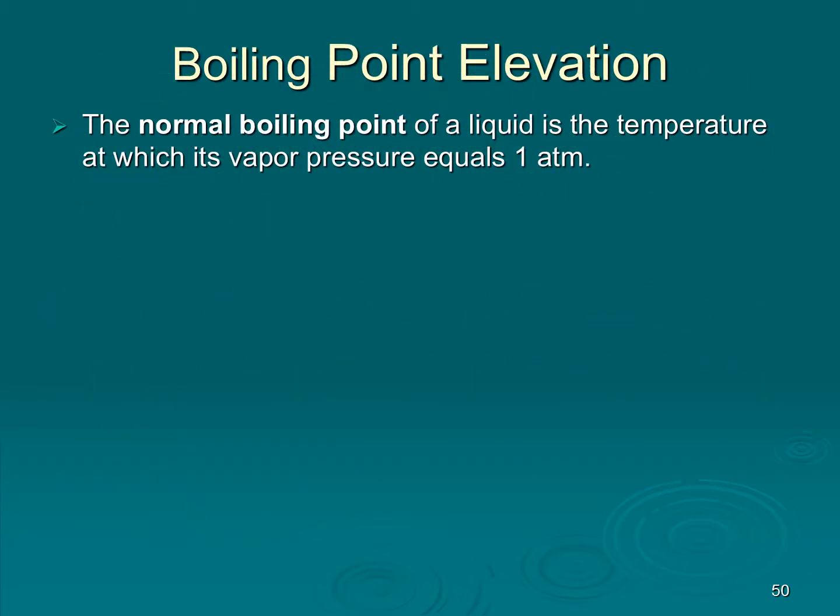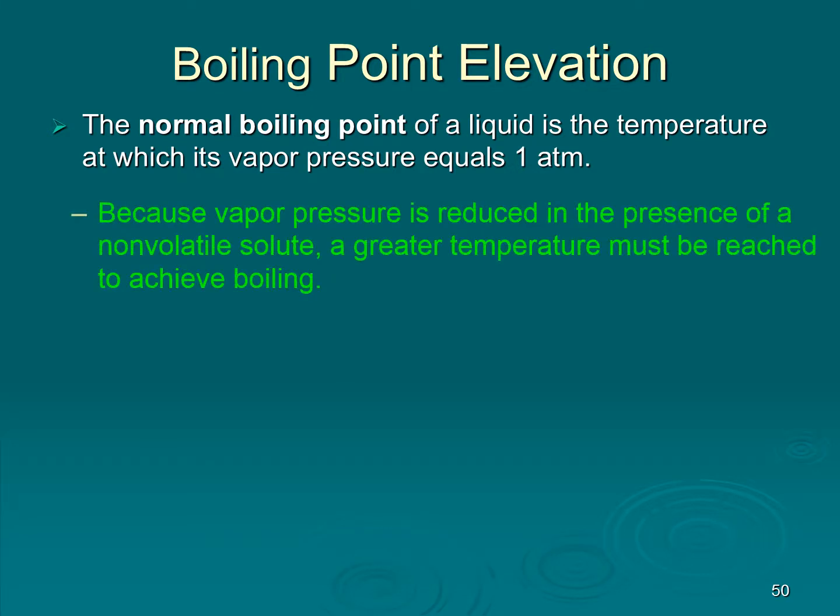All right, so the second colligative property that we're going to talk about is the boiling point elevation. So just like the name implies, the boiling point of a solution will be higher than the boiling point of the pure solvent. Remember that the normal boiling point of a liquid is the temperature at which its vapor pressure equals 1 atmosphere.